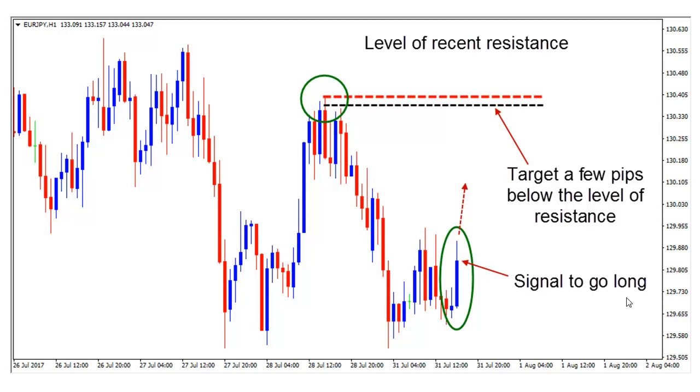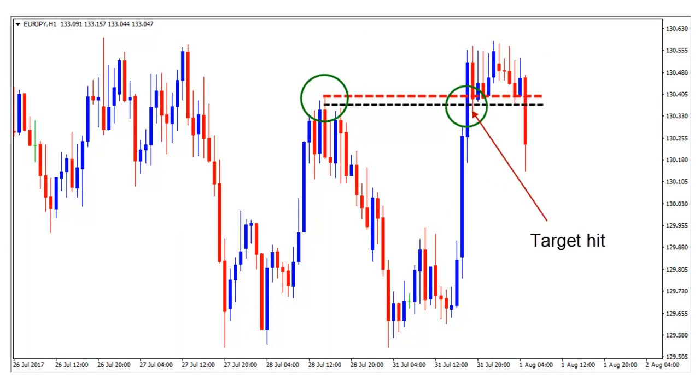So we've got a long trade. We're going to use this recent level of support as our stop loss, and we're going to target this recent level of resistance for our trade. And as the trade plays out, it tags that level easily. Again, we don't know for sure if it's going to get to that level or push beyond it or just get below it. So we're going to take the safe way.